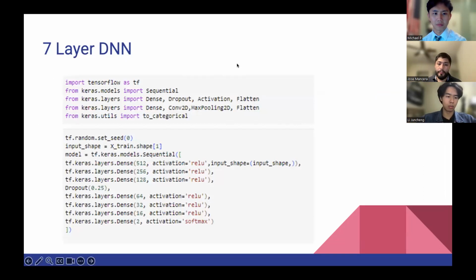And then for the second part, it was with the 7 layers, and yep, I want to share my screen. Sounds good, Jose.